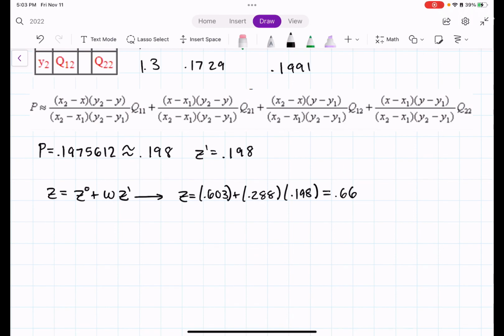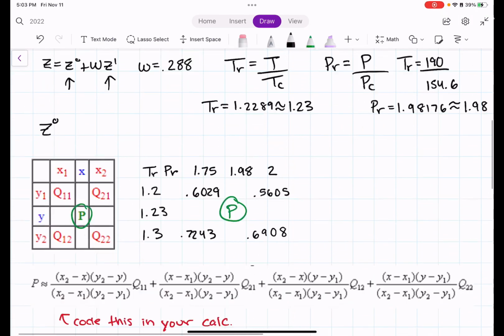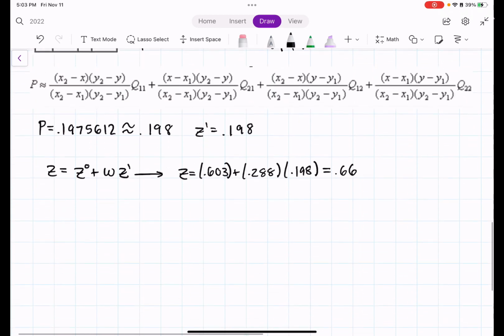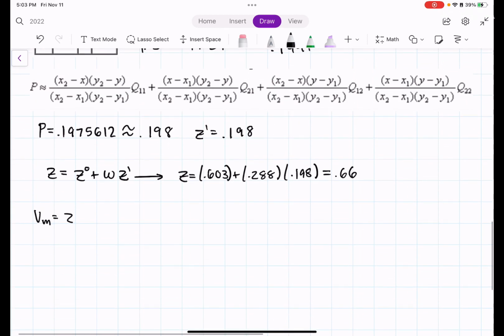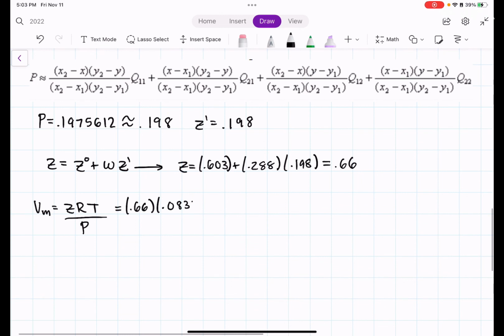Our problem was asking for molar volume. Molar volume is equal to ZRT over pressure. So our Z, which we've just found, is 0.66. Our R value that we chose was 0.08314. Our temperature is 190, and our pressure is 100. Plug that into your calculator and you get 0.1043.